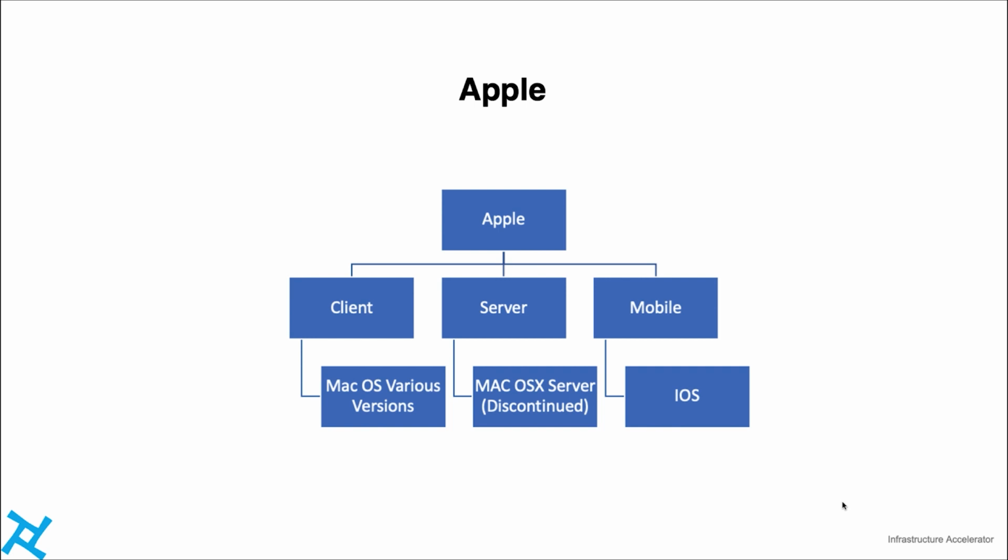Apple, if we divide, has a client operating system, a server operating system, and a mobile operating system. The client operating system is Mac OS, which comes in all the Macintosh computers. And the server operating system is the Mac OS X Server. It's not there anymore. It used to be there until very recently. It was not used extensively in the market, so I'm happy that they discontinued it. Then the mobile operating system, iOS, which you see in the iPad and the iPhones, is there.